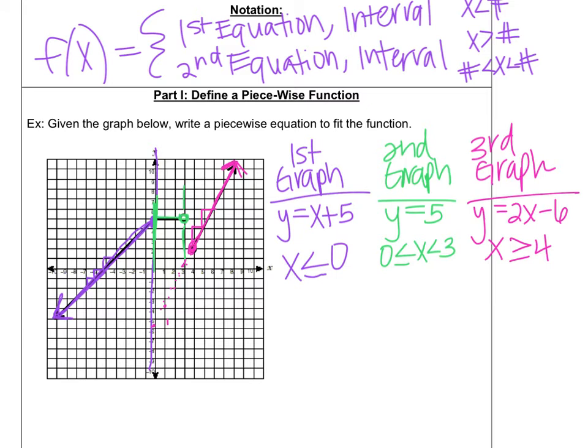So I'm going to write f of x equals, and then this curly bracket. And then you don't actually have to write y equals each time. You can just write the equation. So for the first graph, I would have x plus 5, comma, and then list out that inequality when x is less than or equal to 0. So just like what we did with that paper yesterday, Absolutely in Pieces, we're doing the same thing.